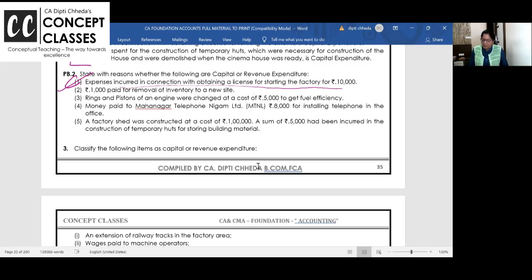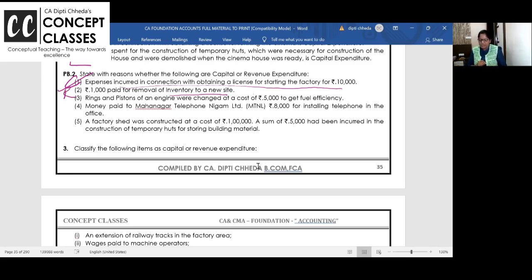1,000 paid for removal of inventory to a new site. Super. You have a godown at place A. Now you are shifting your godown to place B. So the shifting expense, your stock is shifting. You called an auto trolley, you hired 2-3 workers for loading the goods, unloading and arranging in your new godown. So this shifting of your stock room, is it a capital expenditure or is it a revenue expenditure? You say.